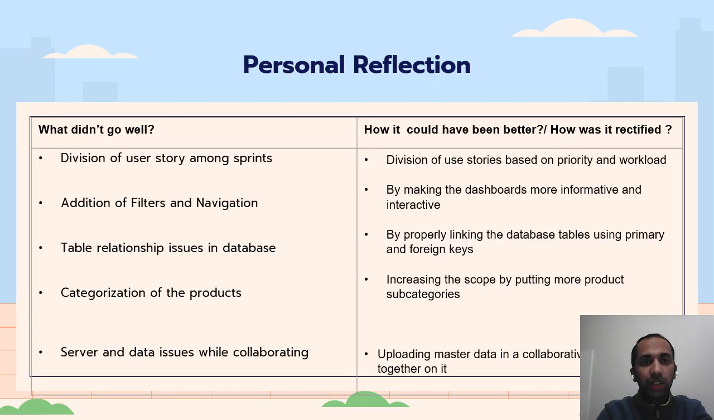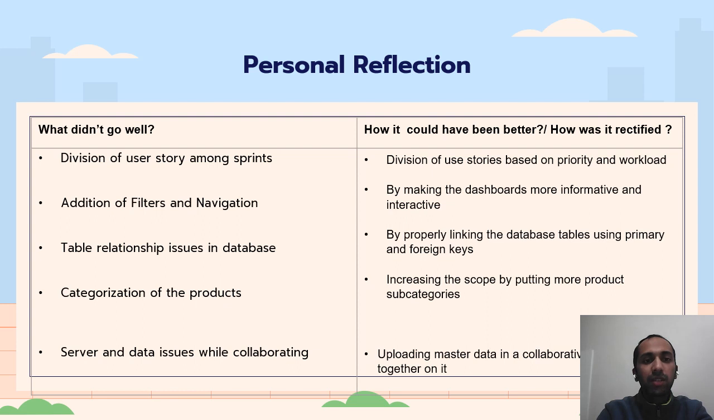Now personal reflection, the things that didn't go well and what could have been done. Number 1 is division of user stories among sprints went wrong because much of the work was left for sprint 3. So we shifted user stories between sprint 2 and sprint 3 to make the work division even. Number 2 is addition of filters and navigation could have been better in the current dashboard. To make this better, more filters and navigation that help in predictive analysis will be added to the dashboard.